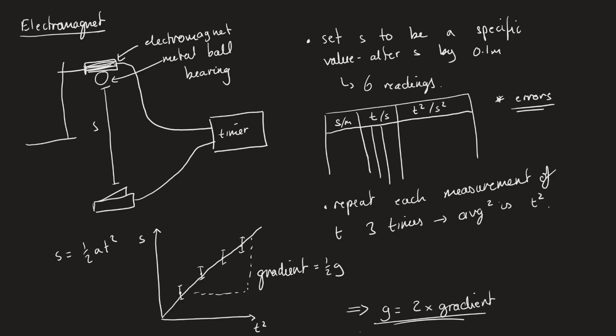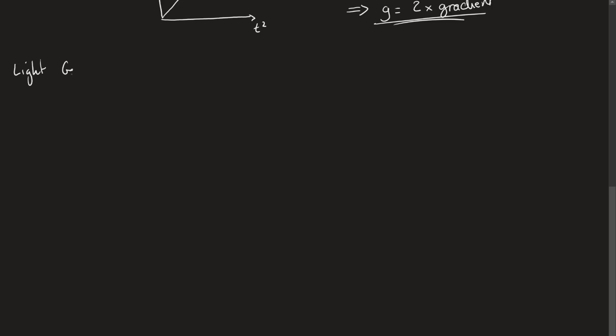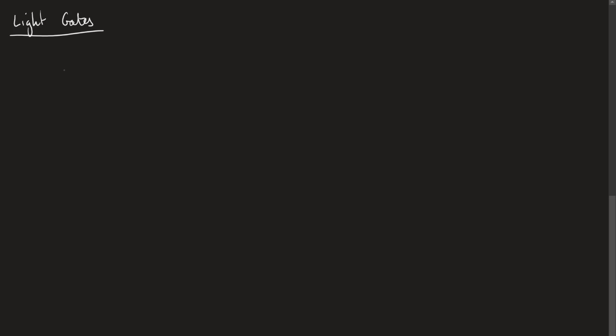Now the second setup is almost identical. However, instead of using this fancy electromagnet and switch setup to be a timer, we'll use light gates. Now light gates are also a very good method of setting the time. But there is one drawback of this light gates method. So we're going to have a very similar setup.